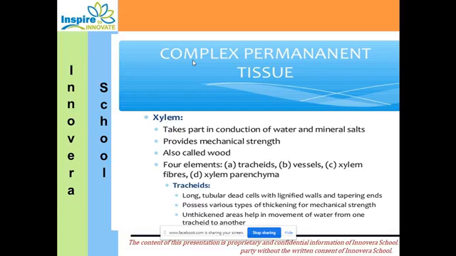Various types of thickening. Just now I told you that if the cells are dead, the ends become more and more thick, right? Unthickened areas help in movement of water from one tracheid to another. So the thickened part is going to give mechanical strength. And what about the unthickened area? This unthickened area is going to help in movement of water from one tracheid to another. In plants, there are many tracheids connected to each other, right? So this unthickened part is going to transfer the water from one part to another.